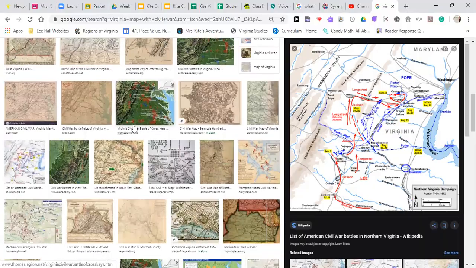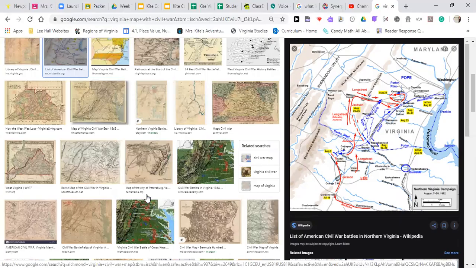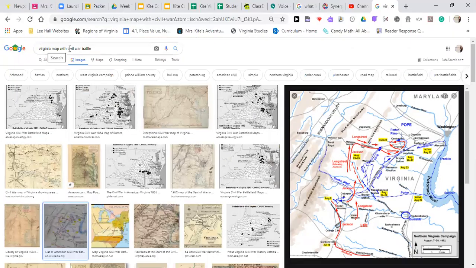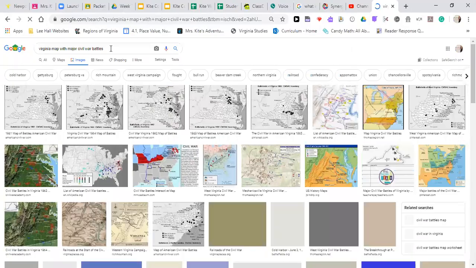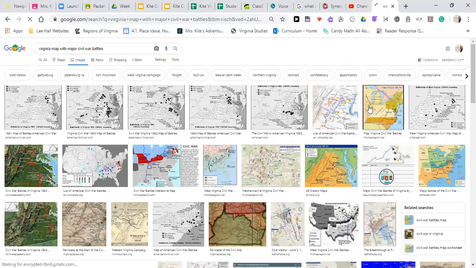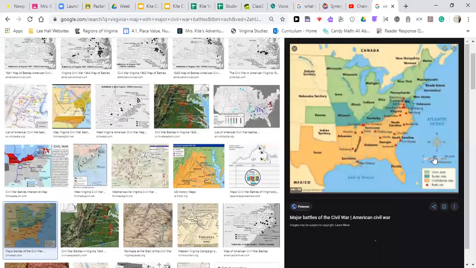Again, they have a lot of them listed by year, and the main reason for that is because there were a lot of battles fought, so with major Civil War battles. So now we're going to see if that helps us. Because Mrs. Kite not being from Virginia, this kind of messes things up a little bit, doesn't it? So we're going to see major battles of the Civil War. Here we go.